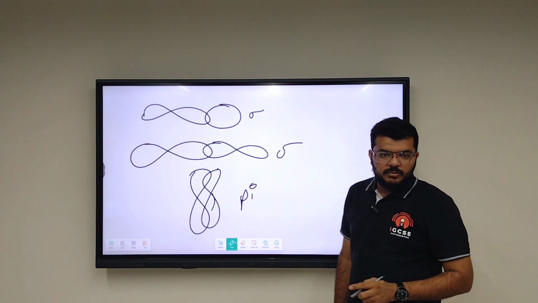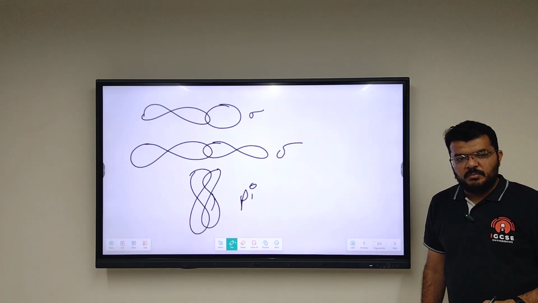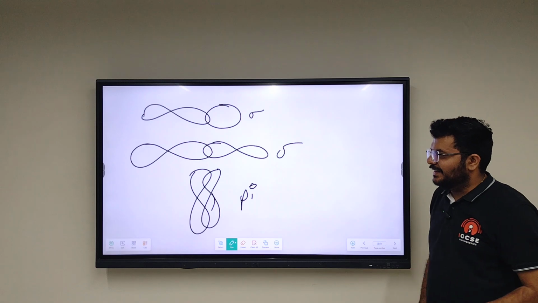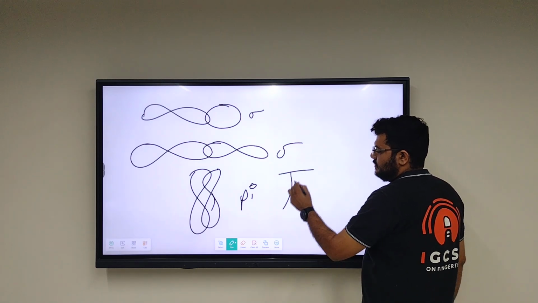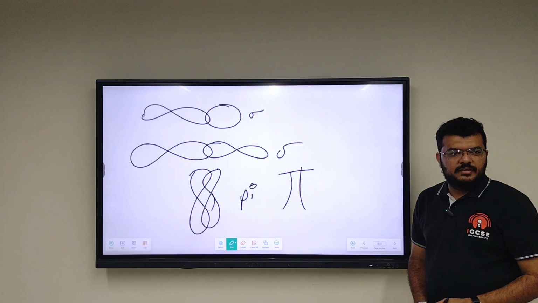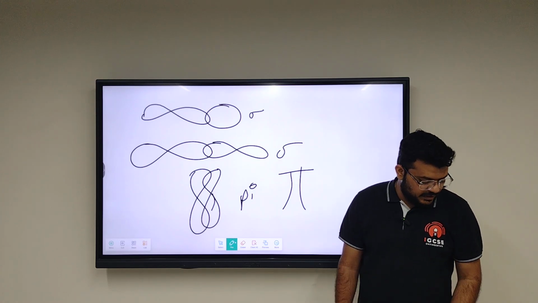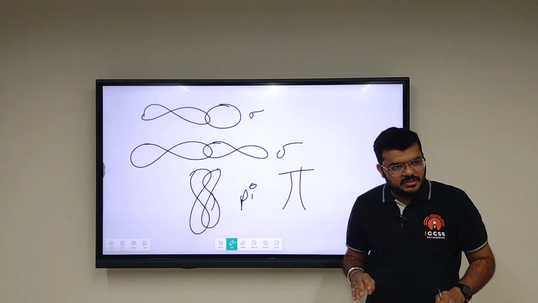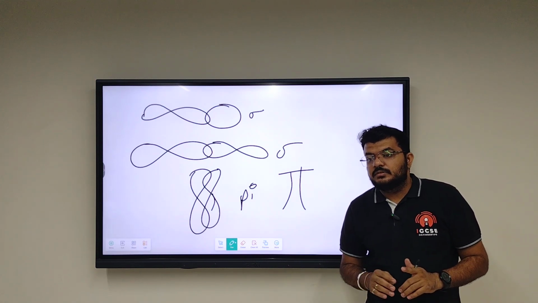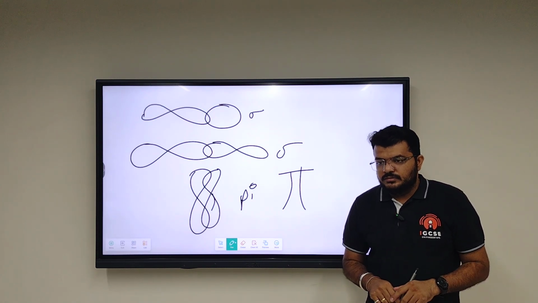But why is this the pi bond? It looks like the symbol of pi. Not even close. Sideways overlap produces a pi bond, you can call it that. Pi, sideways.